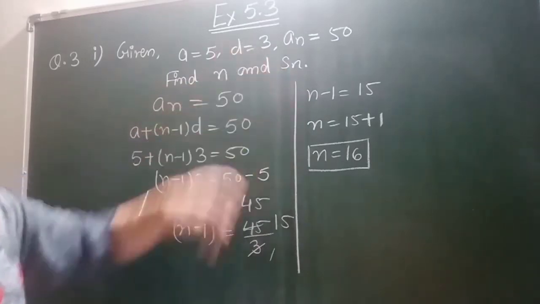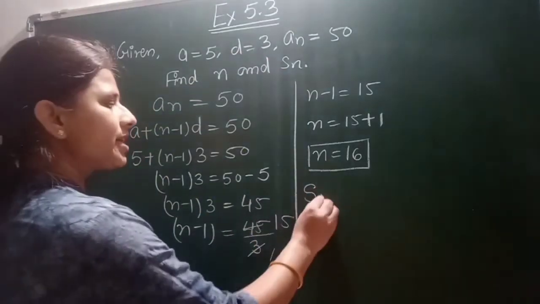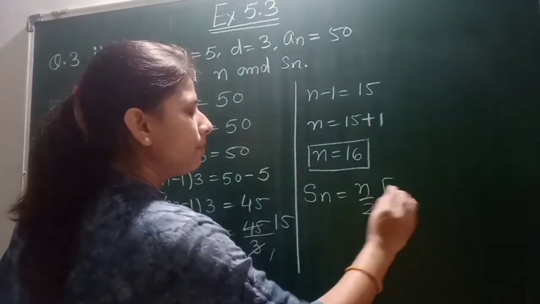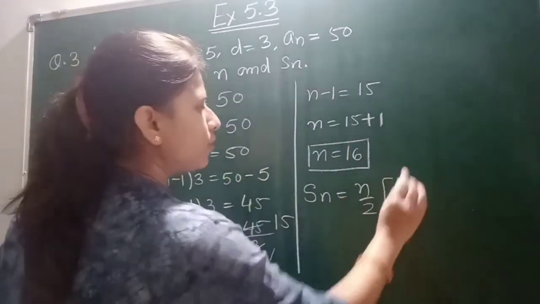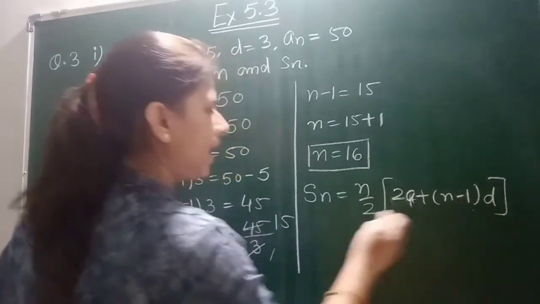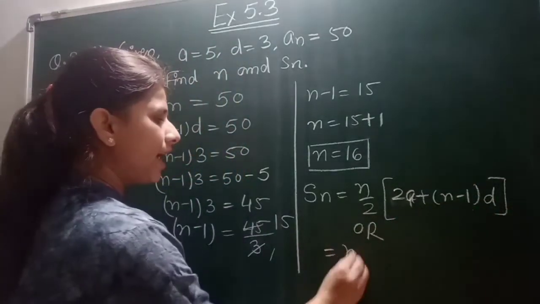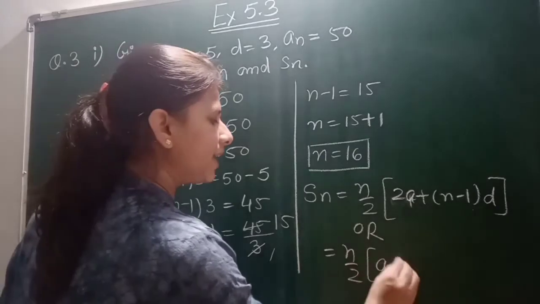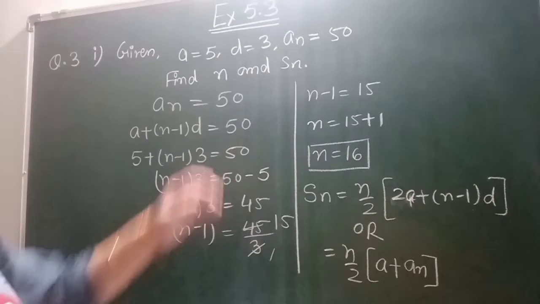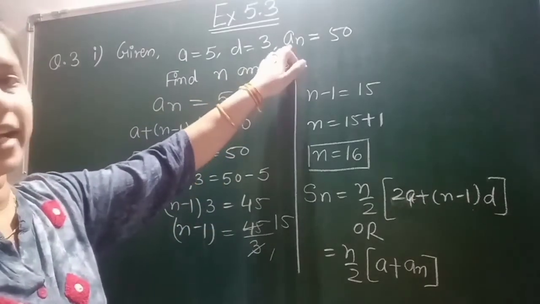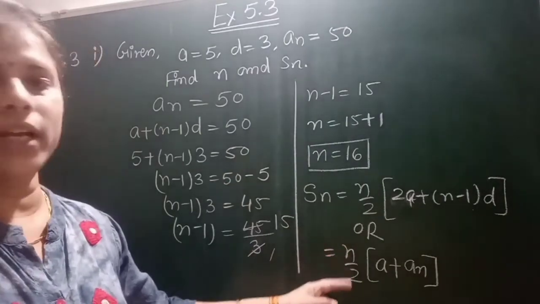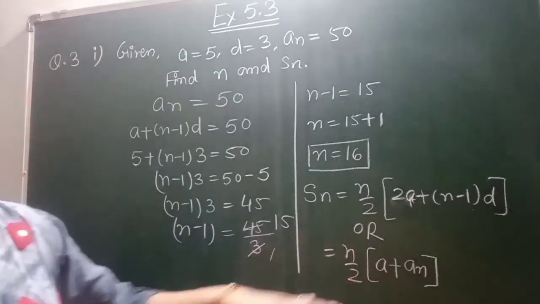Then we will find this Sn, and what is the formula of Sn? Sn equals n upon 2 into 2a plus (n minus 1) into d. There are two formulas, students. One is n upon 2 into (2a plus (n minus 1) into d), and another formula is n upon 2 within bracket (a plus an). So which formula will we apply here? Since it is given that directly an equals 50, we will apply this formula Sn equals n upon 2 (a plus an).